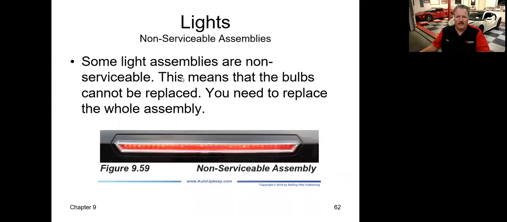Some light assemblies are non-serviceable. This means the bulbs cannot be replaced. These might be LED bulbs for brake lights, for example, the third eye brake light in the back. Generally, if a couple of these bulbs go out, you've got to replace the entire assembly.